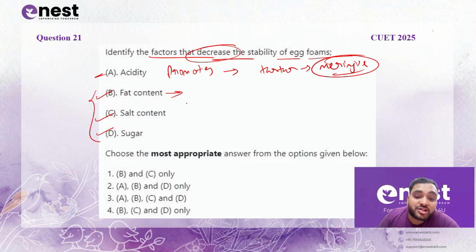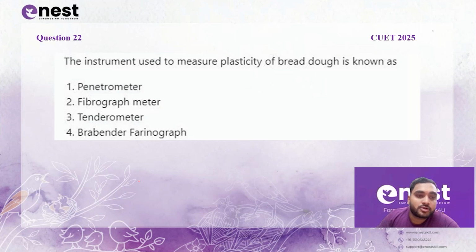Salt weakens the protein structure, sugar delays the formation. Salt, yes, salt weakens the foam stability, and fat will not help in formation. I think in the previous question there was also one asking which of the following helps in foam stability, and the option was protein. And in this, the sugar will delay the foam formation, that is why acidity is the right option. And B, C, D, if we say specifically for this question, are the right options for this question. B, C, and D, that goes to the fourth option. Let's see the next question.